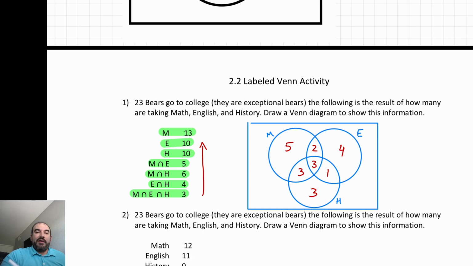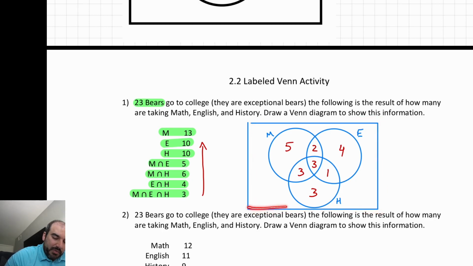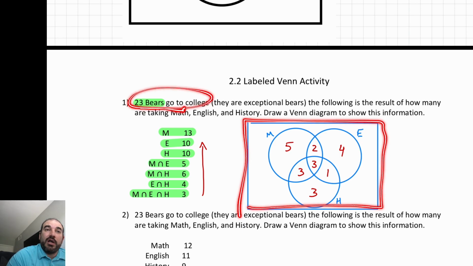There's one number we have not accounted for yet. Does anyone know what number I'm talking about? The 23. The 23 bears. I know it's kind of hidden in the beginning of the question, but we have to account for all 23 bears. That's why we have this box around the math, English, and history. This box just represents all 23 bears that are actually going to college right now.